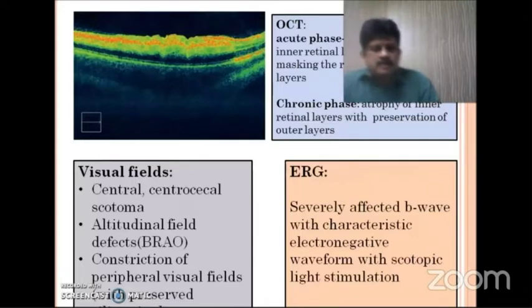OCT in acute phases shows hyperreflective thickening of the inner retina, which masks the reflectivity of the outer layer. ERG shows severely affected B wave with the characteristic negative waveform. Visual field: central cecal scotoma, and arterial defect in branch retinal arterial occlusion.